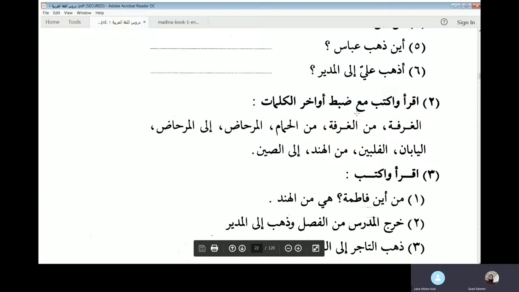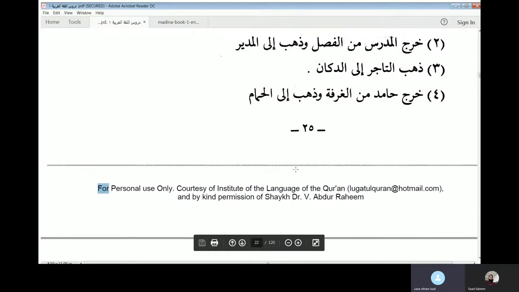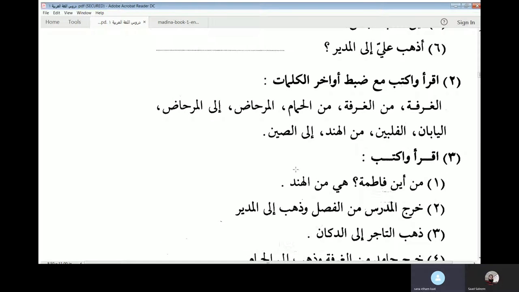اقرا واكتب ما زبتي اواخر الكلمات. So read the following words with the correct ending. Read and write the following words with the correct ending.